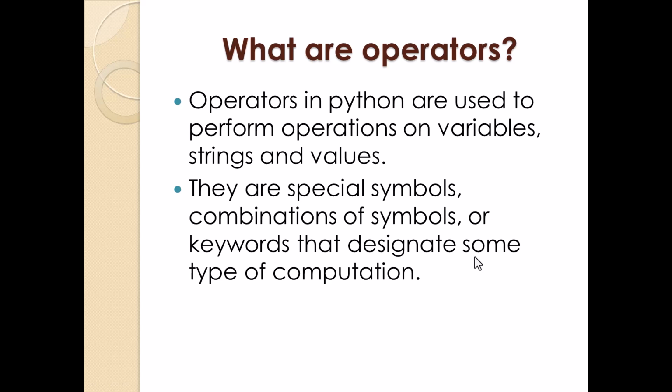Operators in Python are used to perform operations on variables, strings, and values. They are not only used for one aspect but used in general in variables. They are also used in strings and they are used in values. They are special symbols or combination of symbols, or keywords. You can put some keywords together and then you perform operations that designate some type of computation.